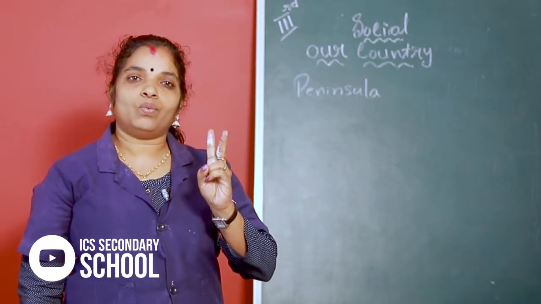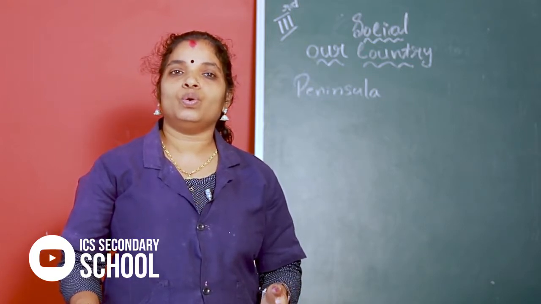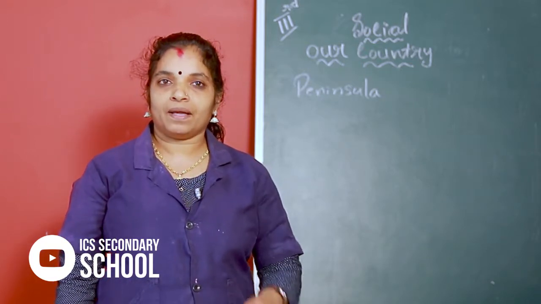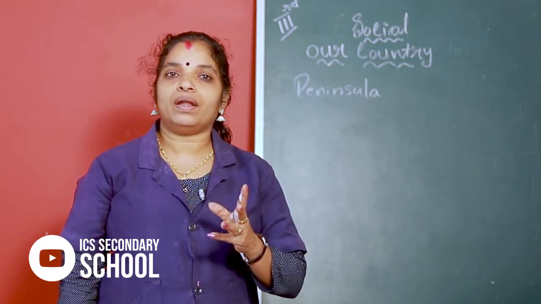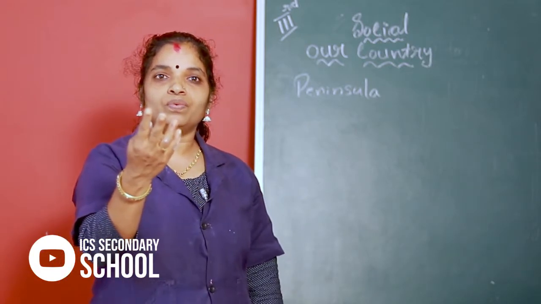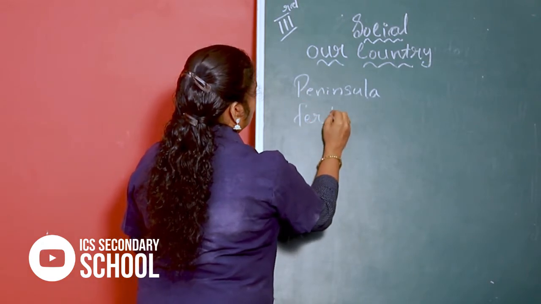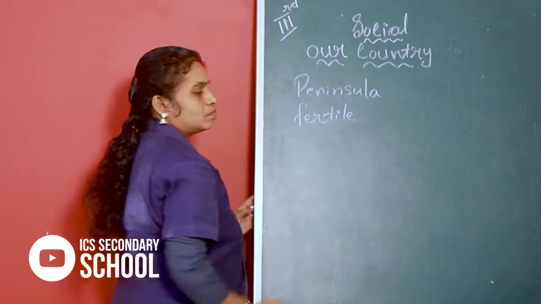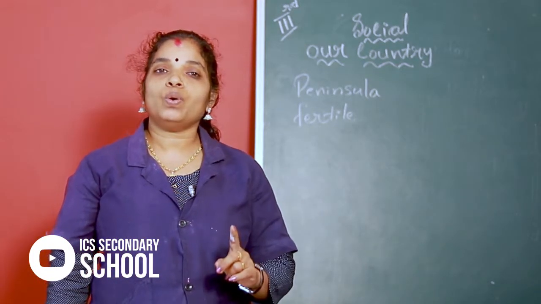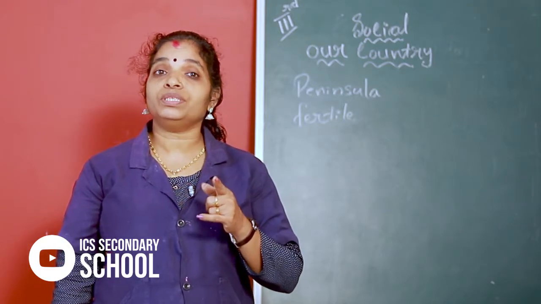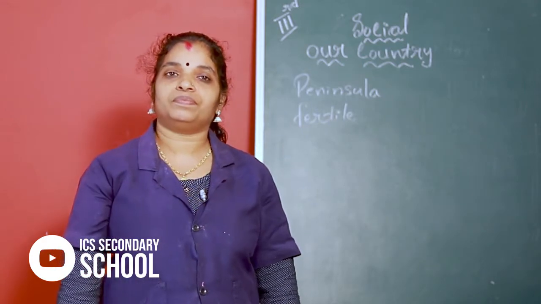Okay. Second one, soil or land in which plants grow well, dash. Anybody? Fertile. Once more, soil or land in which plants grow well, that is fertile.